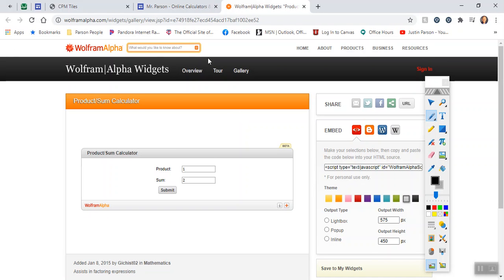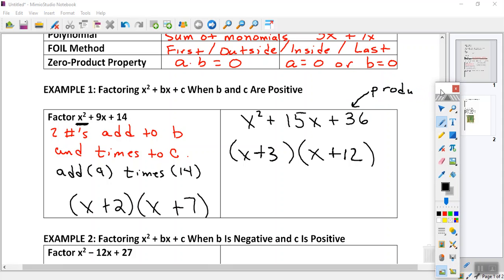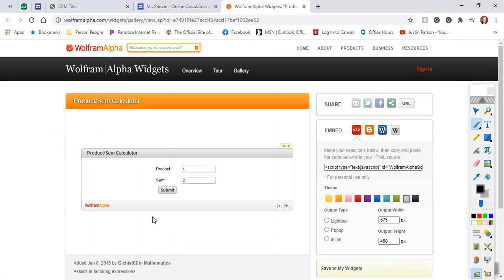And this is where it takes you right here. So what I want you to understand is this. When we're factoring the form x squared plus bx plus c, the number on the end right here, this 36, is always the product. 15 is going to be the sum. So what I can do in this little calculator is pretty sweet. What value am I going to type in for the product? 36. Now I know that's hard to see up there on the board, but if you type in 36 up here, what sum did I want to type in, kids? And then you just hit submit on this.